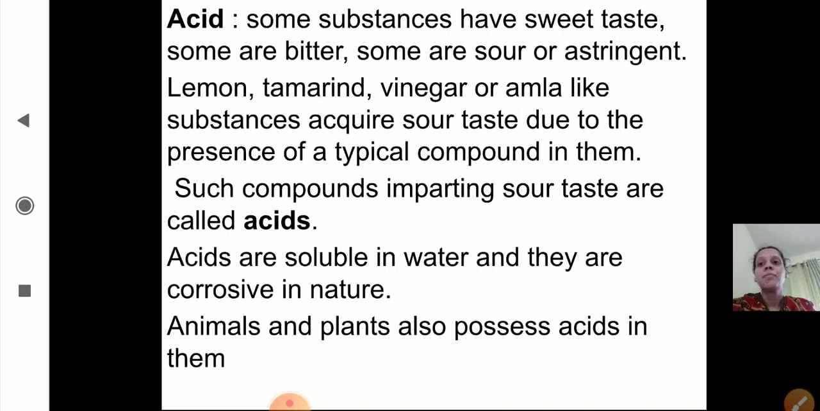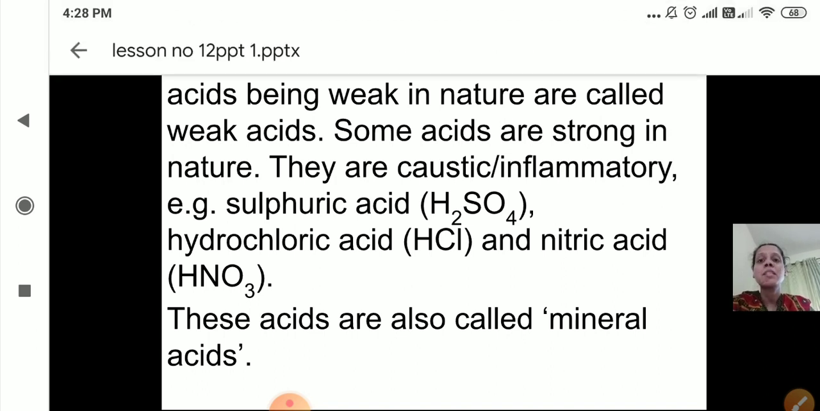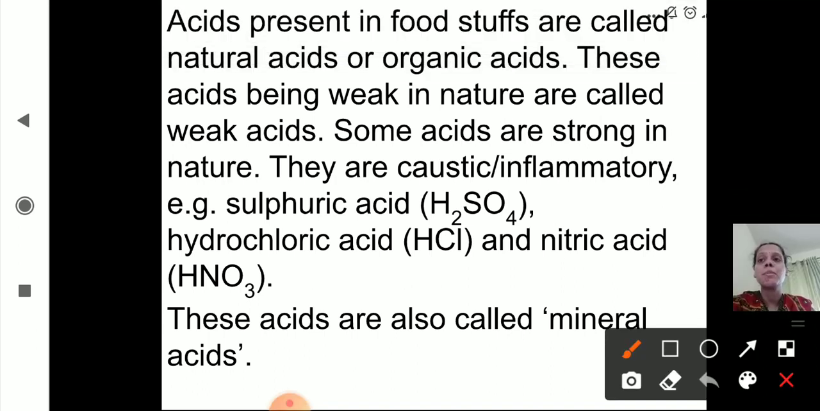Now, acids present in foodstuffs are called natural acids or organic acids. These acids, being weak in nature, are called weak acids.